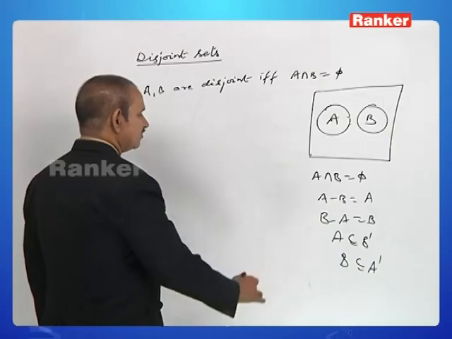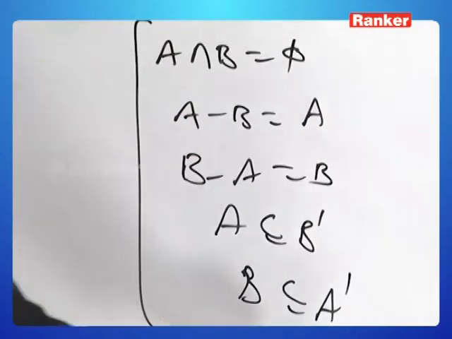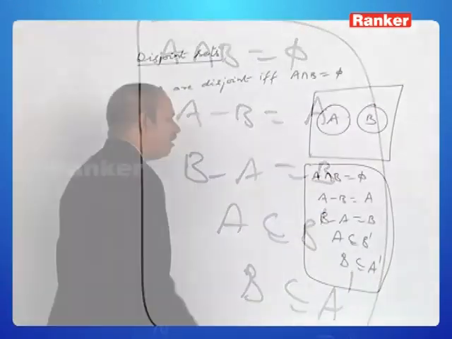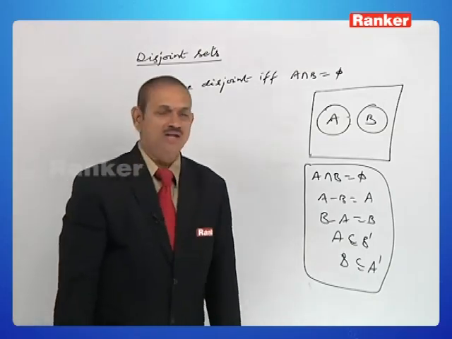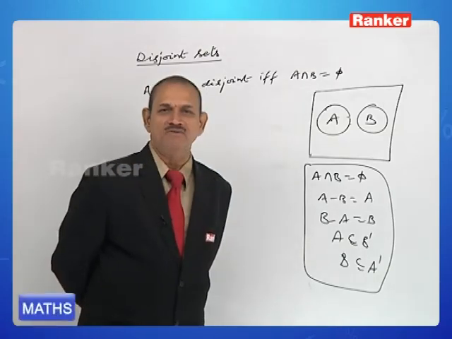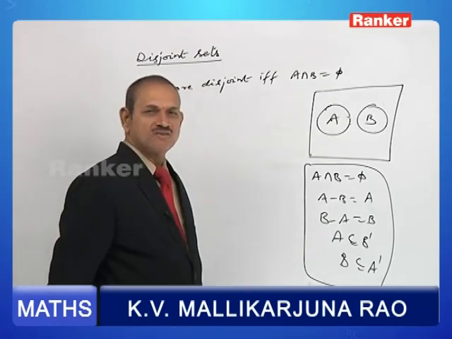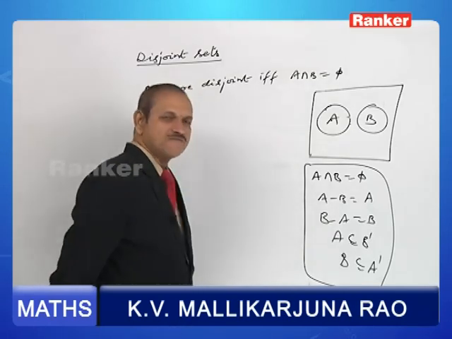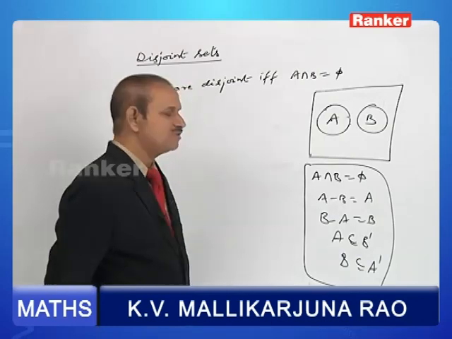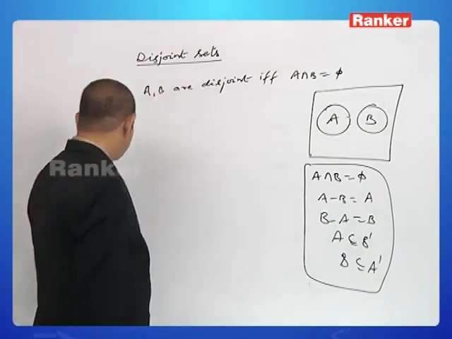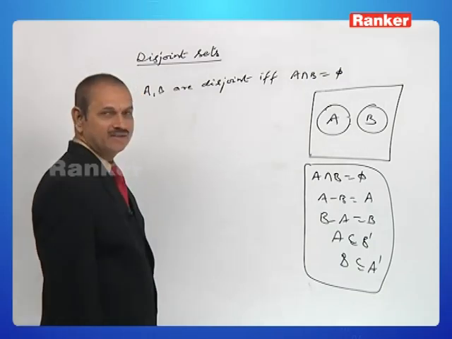So all these conditions are equivalent. If one thing is given, all the other things can be obtained. If A intersection B is equal to phi, what happens? A minus B is equal to A. If B minus A is equal to B, what happens? A intersection B is equal to phi. If A is a subset of B dash, what happens? A intersection B is equal to phi, like that. Good. These are the properties of disjoint sets.